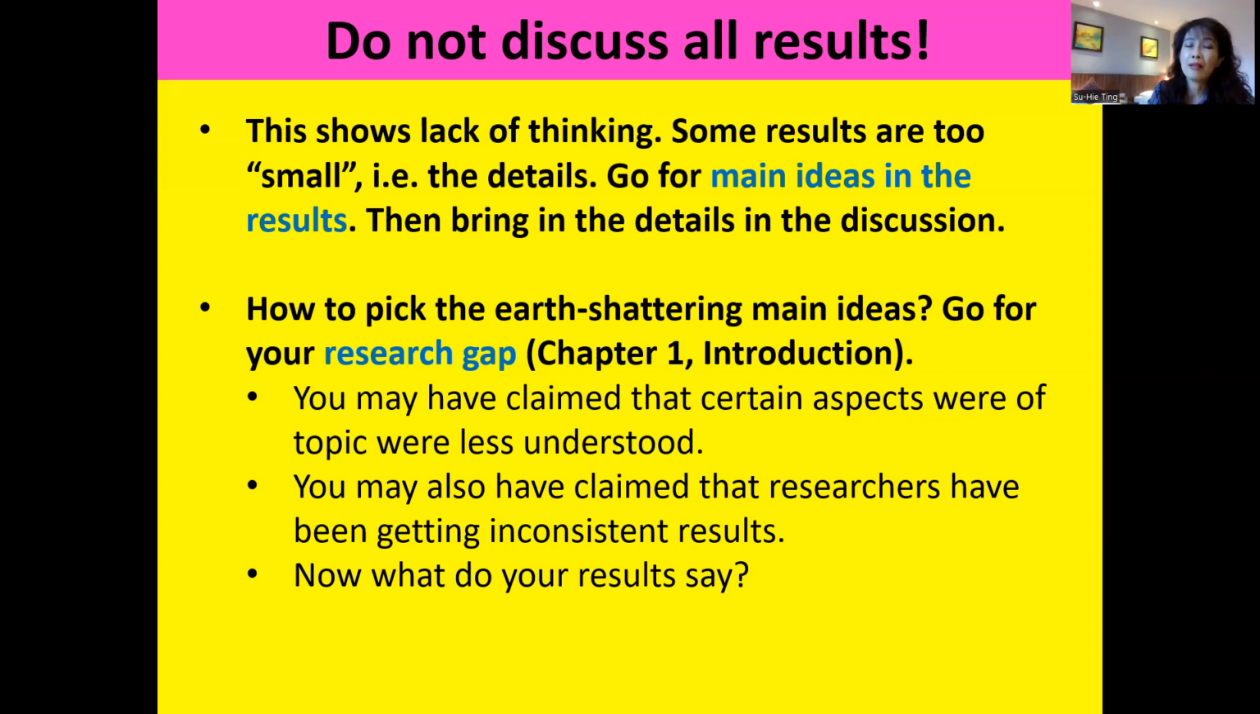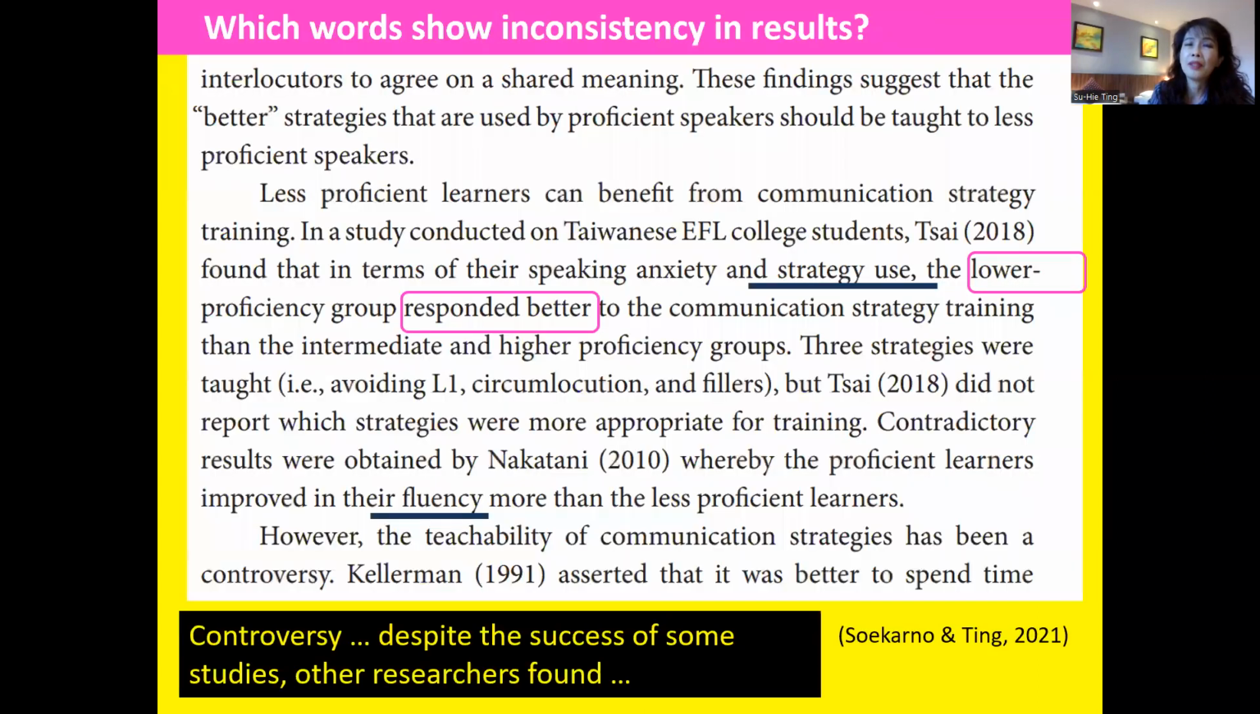How do you know there are inconsistent results? Let me show you some keywords here. When we have a certain topic, there will be researchers reporting that certain group respond better than others, certain group were more fluent than others, or certain words like controversy and contrast words like despite the success of some studies, other researchers found. So we know there are inconsistent findings.